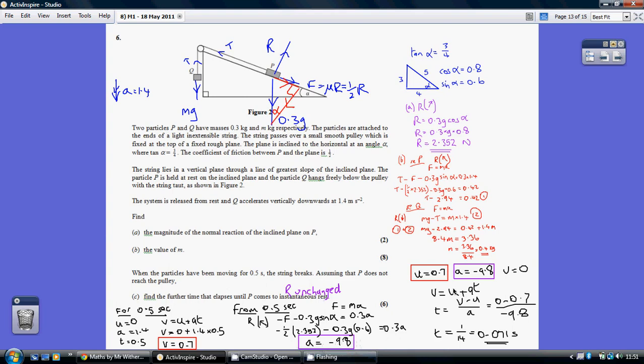So substituting that in, now that we know a, we know u, we can again use v equals u plus at, because we know our final speed is going to be 0, because we're trying to work out the time until it comes to rest. So v is 0, so substituting into v equals u plus at, we get t being a 14th, which is 0.071 seconds.